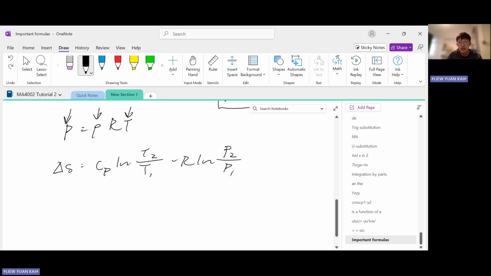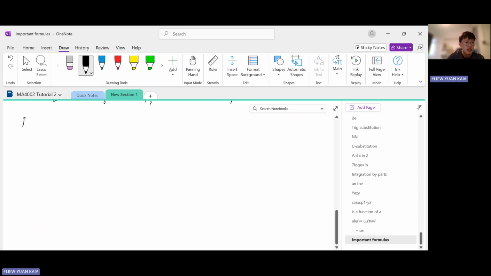right? If you want to calculate the entropy change of the process going from state 1 to state 2, that can be calculated by taking the temperatures at state 1 and state 2 and the pressures at state 1 and state 2 and putting them into this formula. So that's the entropy change formula using the state variables. Now we need to look at some important definitions.